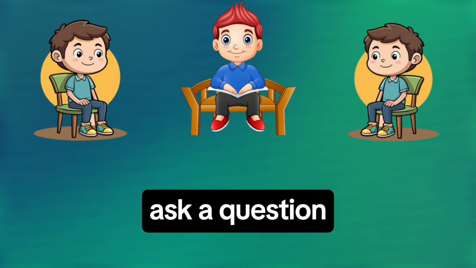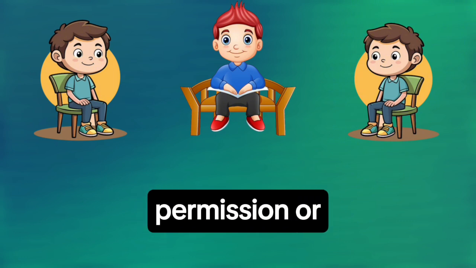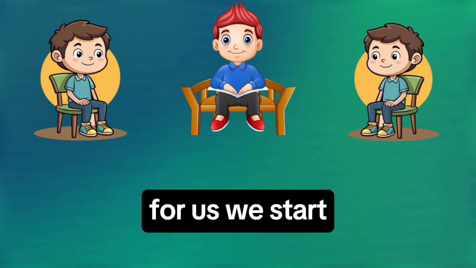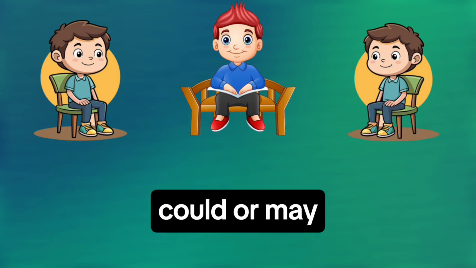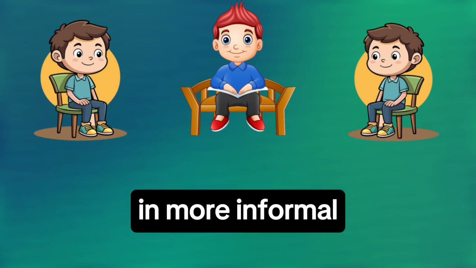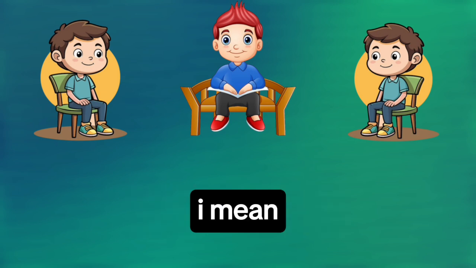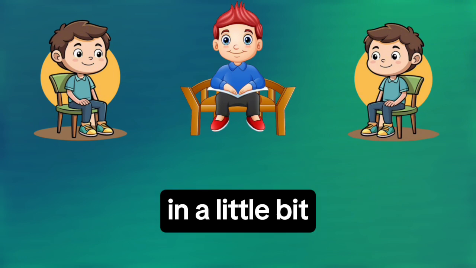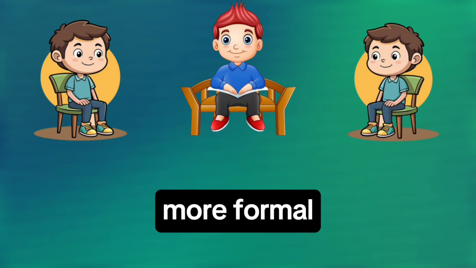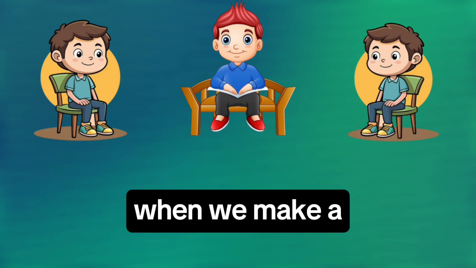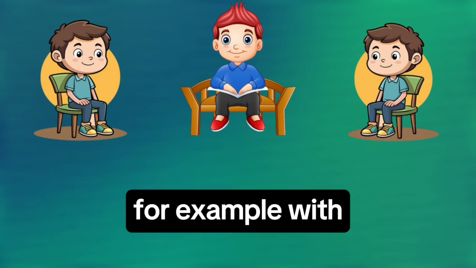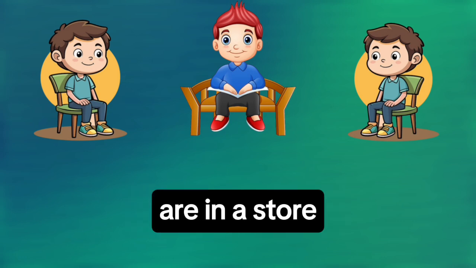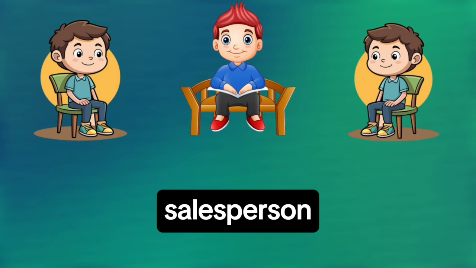First, when we ask a question, we ask for permissions or we request someone to do something for us. We start the questions with can, could, or may. We use can in more informal situations. I mean when you are with your family or friends. We use could in a little bit more formal situations when we make a polite request. For example, with your colleague at work or when you are in a store talking to a salesperson.